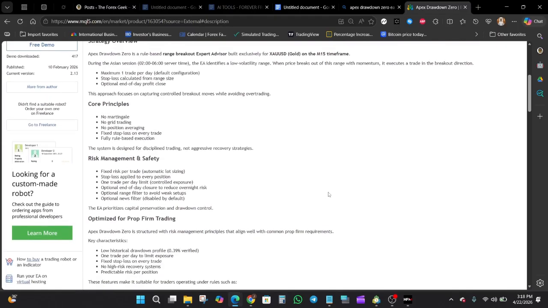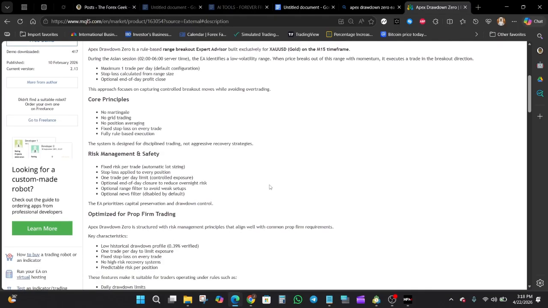All right. Another key aspect is the one trade per day limit, right? This helps control over trading, reduce emotional or algorithmic overexposure, and keep drawdown more predictable. But the trade-off is that if a setup is missed or fails, there is no immediate recovery opportunity within the same day. The EA also includes an optional end-of-day close feature. So instead of leaving trades open overnight, it can close positions at a specific time. This helps reduce overnight risk, especially important for gold, which can react strongly to global events.